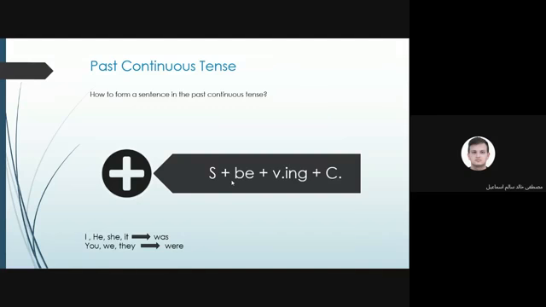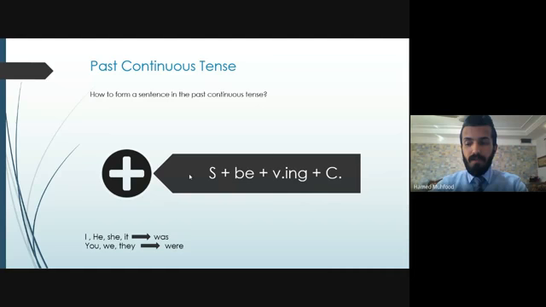She was making coffee when we arrived. Yes, now you are using both of the tenses, the past continuous tense and the past simple tense. She was making coffee when we arrived.